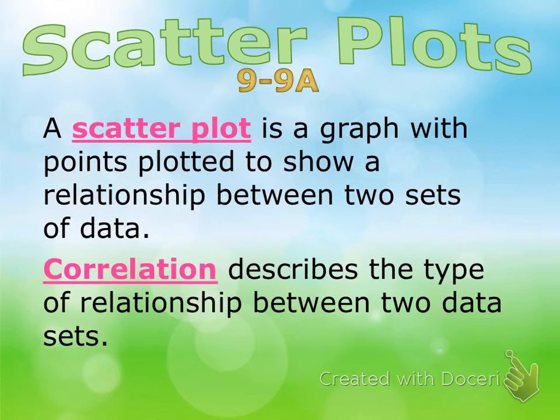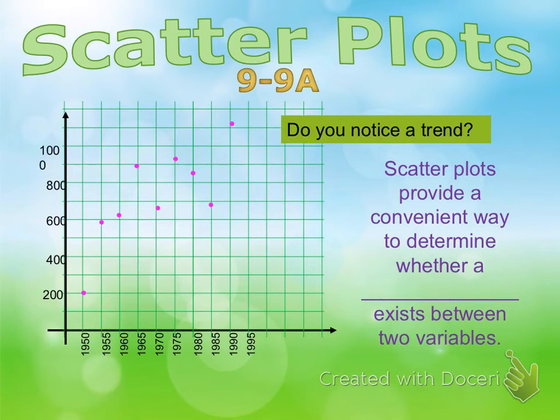Now with these two sets of data, there's going to be a correlation. A correlation describes the type of relationship between the two sets of data. So do you notice a trend? Scatter plots provide a convenient way to determine whether a correlation exists between the two variables. So when you're looking at it, do you notice something that's happening with these dots? That's what you're looking at. Is there a correlation between those?